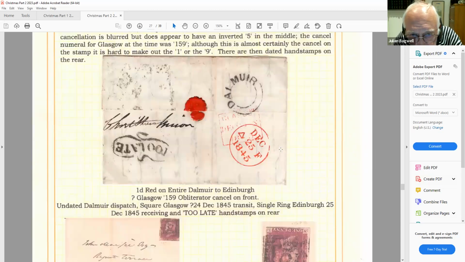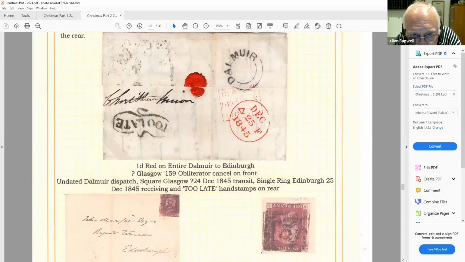Another example of that double ring here, sent from Dalmuir to Edinburgh, and it's got a too late mark on it here. And this is a Glasgow dispatch mark here, and an Edinburgh. They've completely dropped those old bishop marks, so now they've got the standard ones. Edinburgh, December the 25th, 1845. I think what that meant was it arrived too late in Glasgow to catch the last mail train to Edinburgh. So it couldn't be delivered on the 24th, and it was actually received and almost certainly delivered on the 25th.